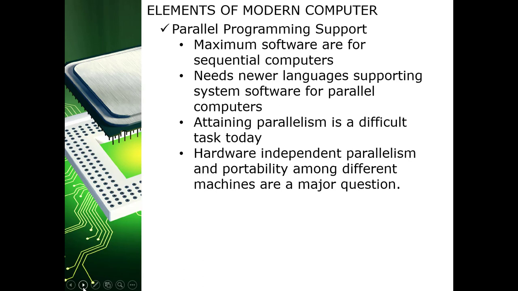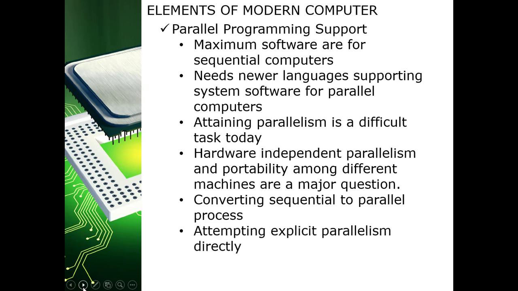Hardware independent parallelism and portability among different machines are also a major question. So without depending on hardware, how to attain parallelism is a major question today. Most parallel software processes are converting sequential programs into parallel processes, and that converted parallel program runs on the parallel computers. So there is no direct parallel program today. Only implicit, that means converting a sequential program and attaining the parallelism on a parallel computer.